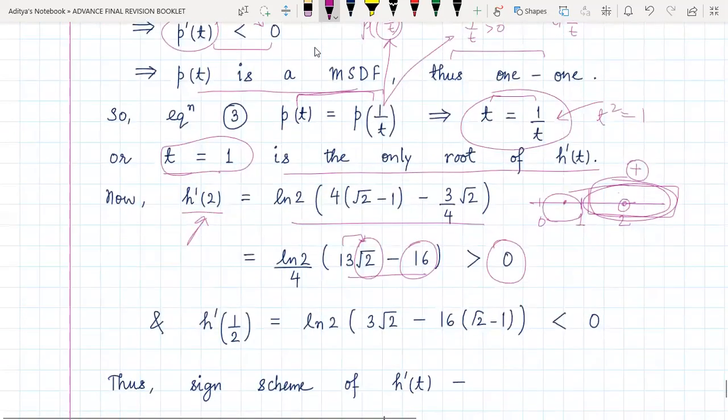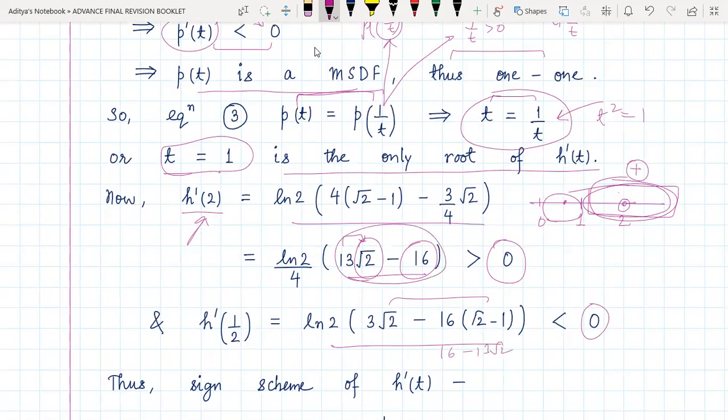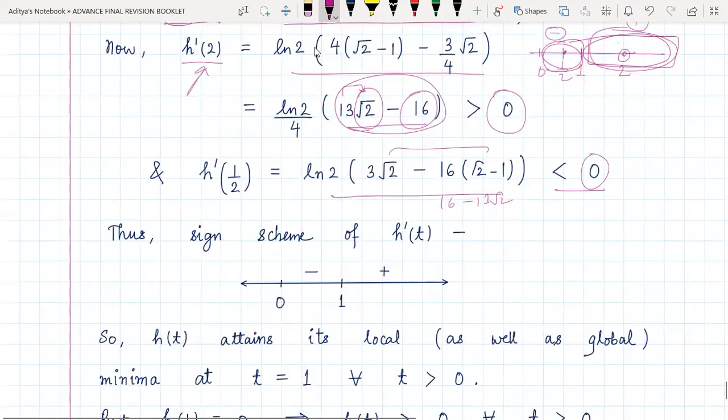Similarly, we find h prime half, which comes out to be this quantity, which we can easily see is going to be less than 0, because this is going to become 16 minus 13 root 2, the complete opposite of what we had earlier obtained. So this is going to be negative here at half. So throughout this interval, it is going to be negative. So that's why the sign scheme of h prime t is going to look like this.